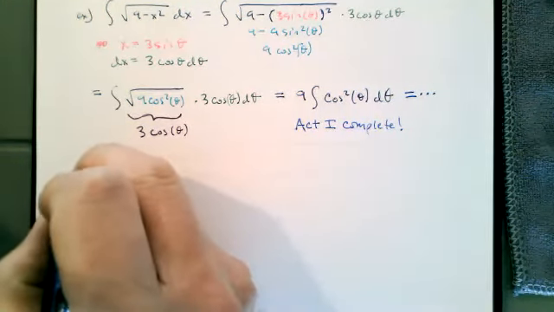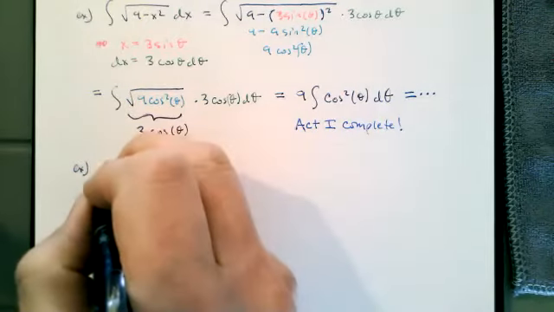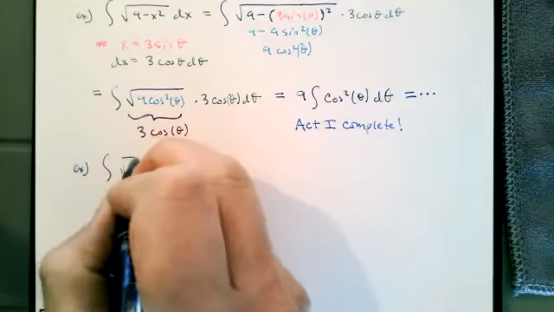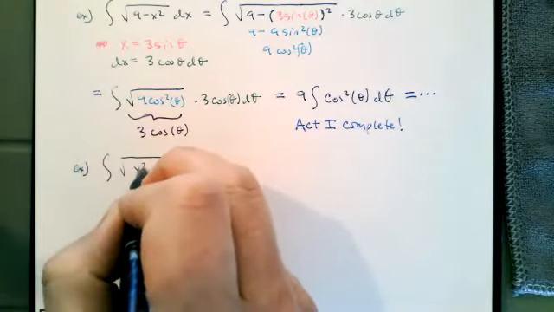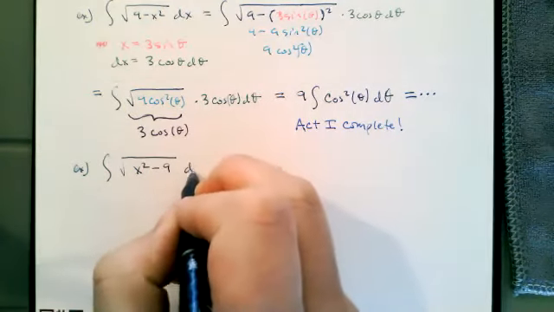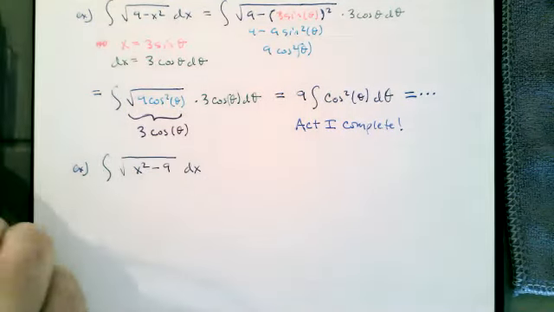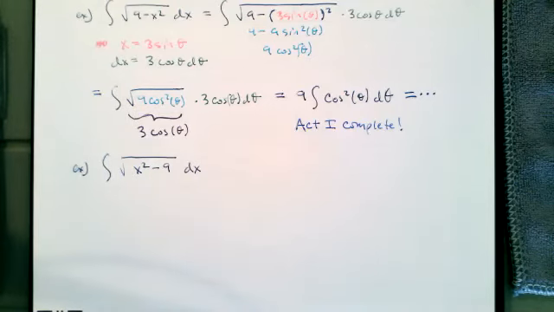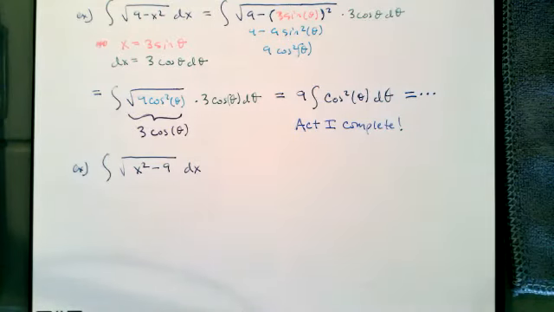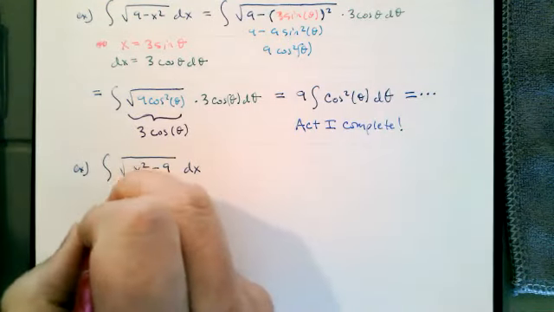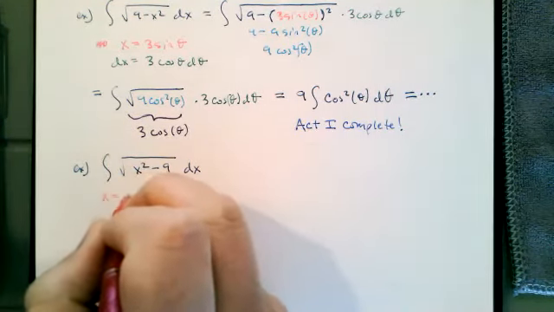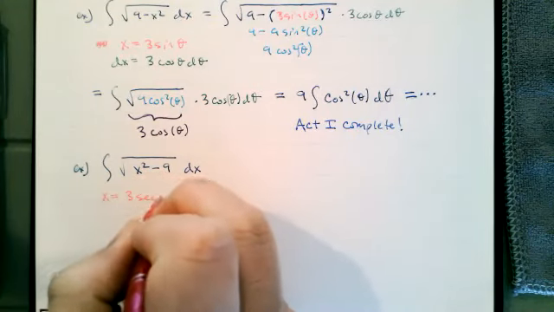So let's suppose that we wanted to integrate a very similar thing, the integral of the square root of x squared minus 9 dx. So the x squared is positive and the a squared is negative. So that tells us to use the secant case of a trigonometric substitution. So we're going to make the substitution x equals 3 secant theta.